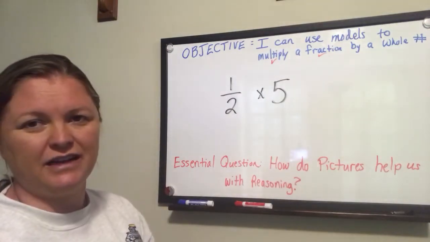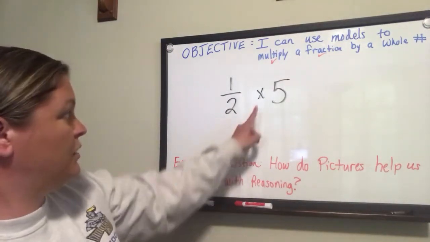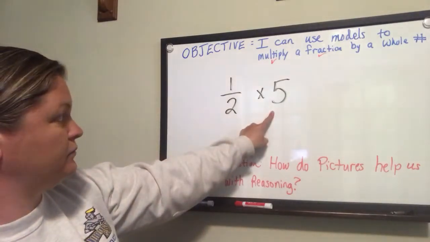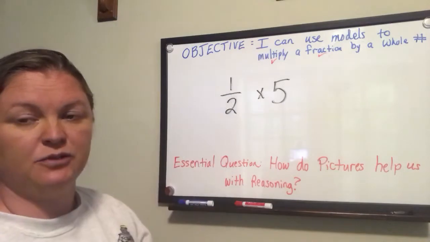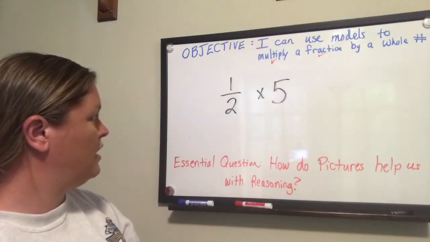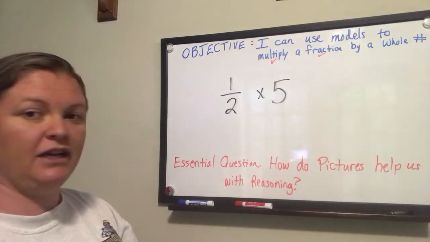That's what our objective is today. Now what does that mean? Well, I'm multiplying a fraction, a piece of a whole, by a whole number. I just talked about multiplication being addition, repeated addition. So I'm going to do that. And I want to use a picture today to help me.